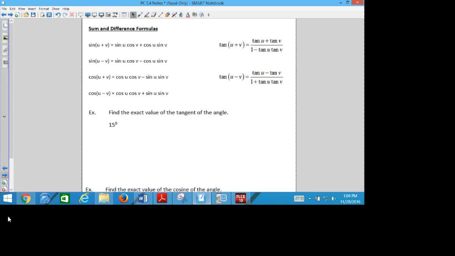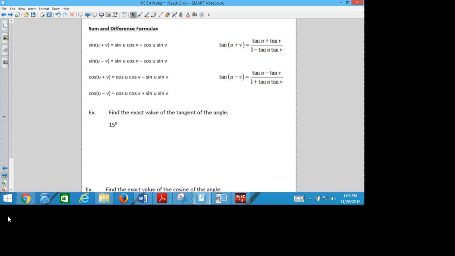I know I'm using one of these formulas, so I'm either adding two numbers together that are going to equal 15, or I'm subtracting two numbers that are going to equal 15, because 15 is not on the unit circle. So I need to pick two numbers that are on the unit circle so I can find the answer. So how can we make 15 using the angles on the unit circle? You know, 45 minus 30.